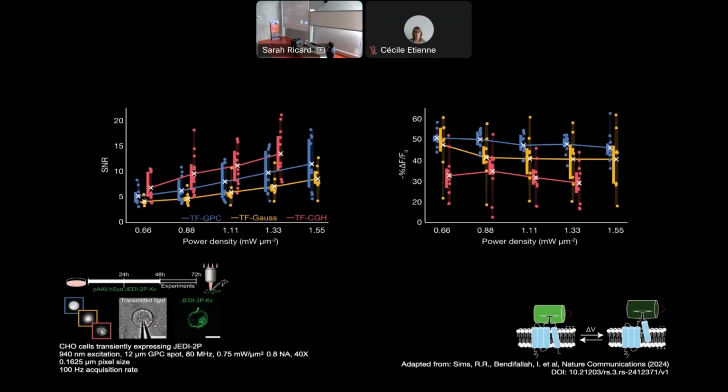However, it comes at a cost. The delta F over F, which is the amplitude of these signals for a given change in membrane potential, was the smallest for each of those power densities.